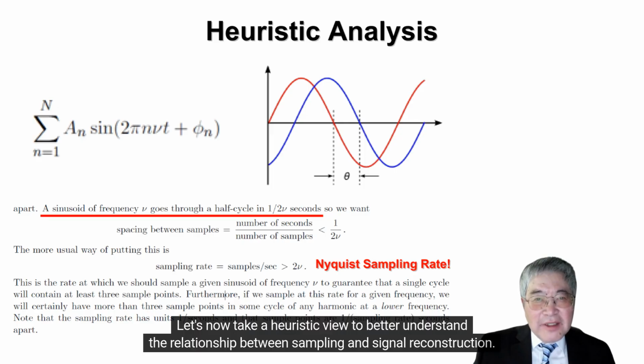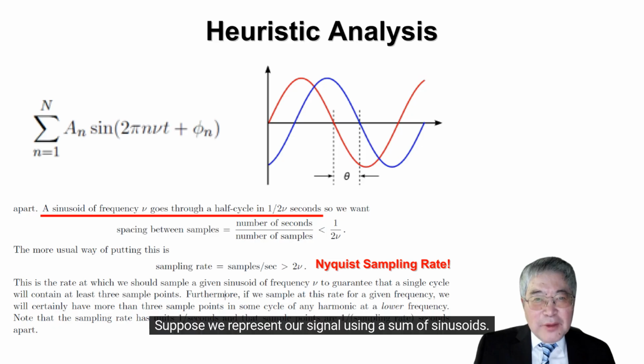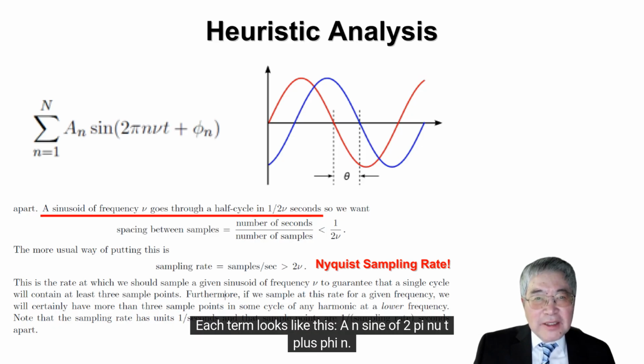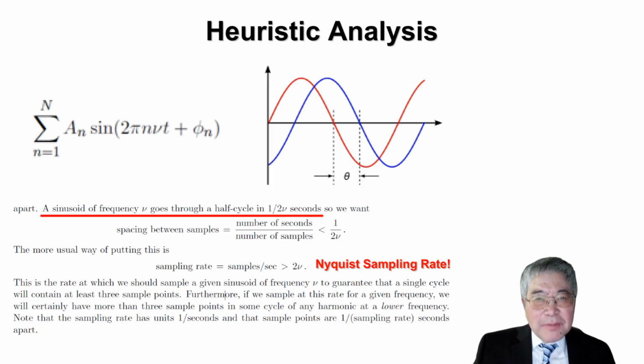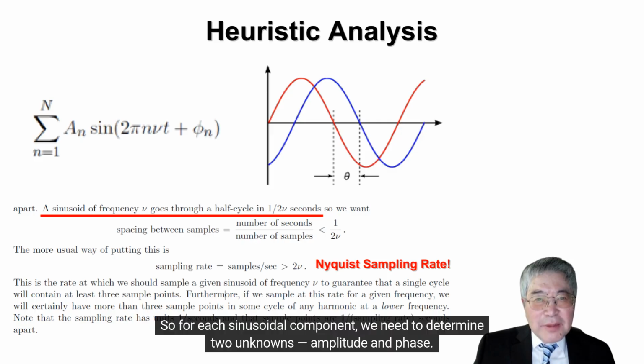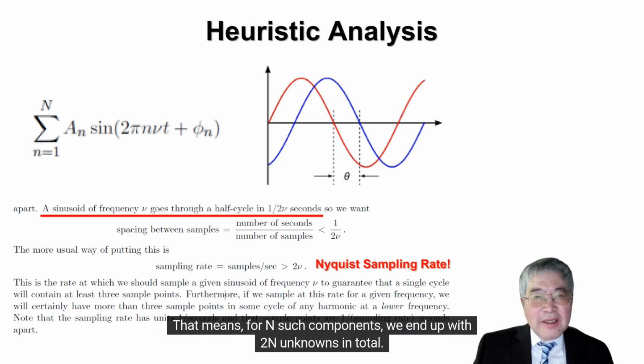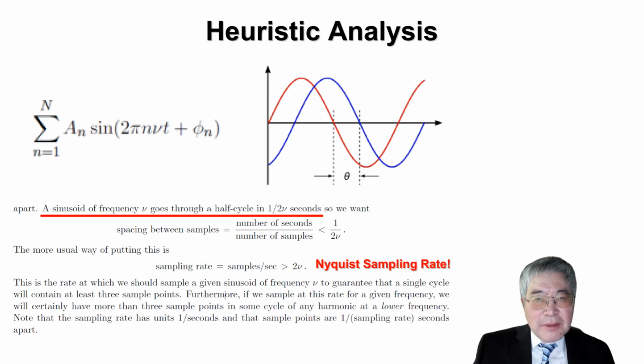Let's now take a heuristic view to better understand the relationship between sampling and signal reconstruction. Suppose we represent our signal using a sum of sinusoids. Each term looks like this, a_n sin(2 pi nu t + phi_n). Here a_n is the amplitude, phi_n is the phase, and nu is the frequency. So for each sinusoidal component, we need to determine two unknowns, amplitude and phase. That means for n such components, we end up with 2n unknowns in total.